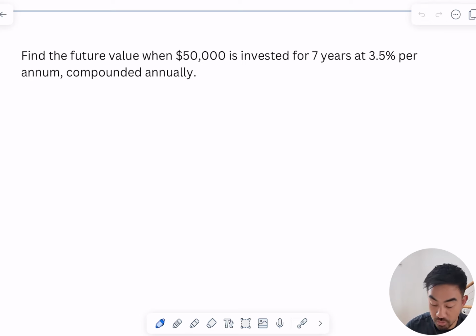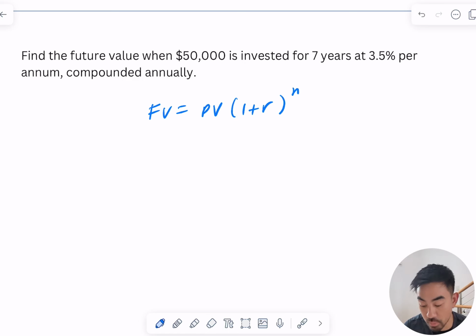So for starters, this is the compound interest formula. Future value equals present value times (1 plus rate) to the power of n. And future value is basically, like it says, what you're going to get in the future after your investment, and present value is what the money is now, or what it's worth now. And R is your rate, and N is the number of periods.